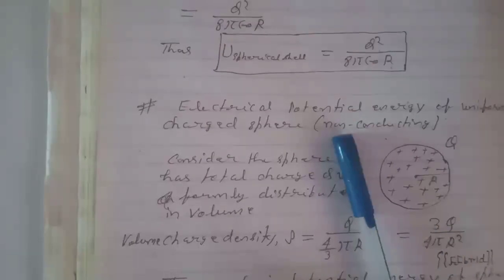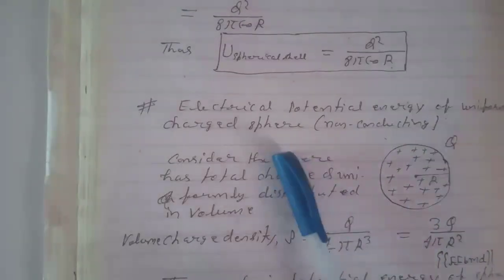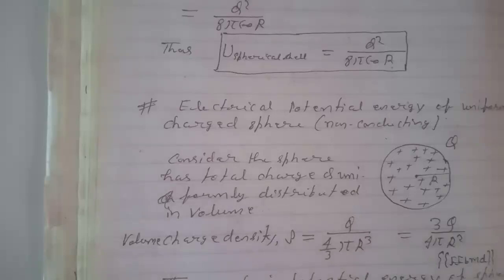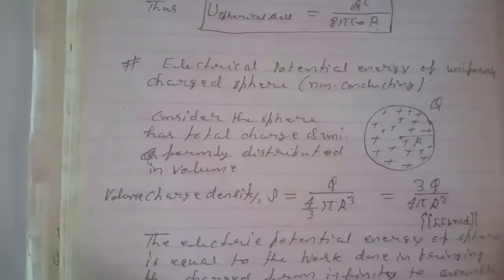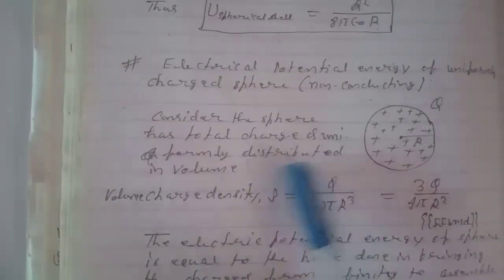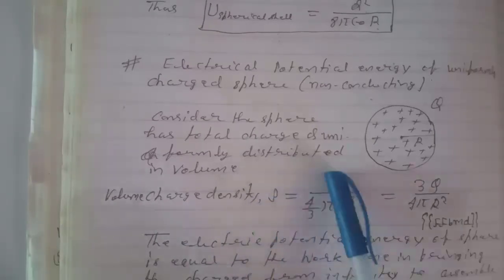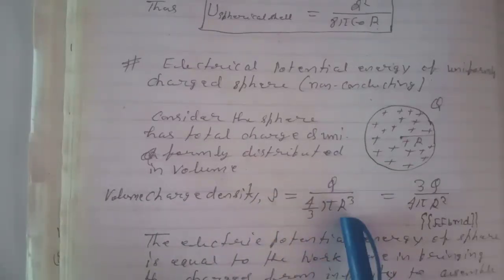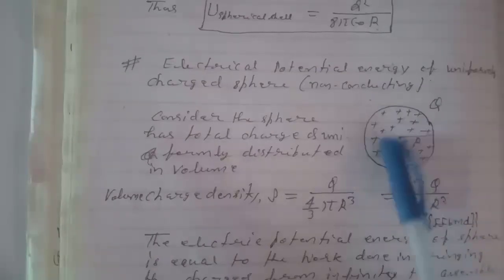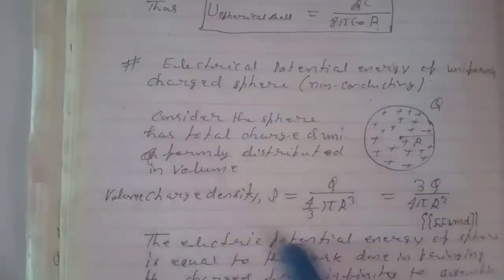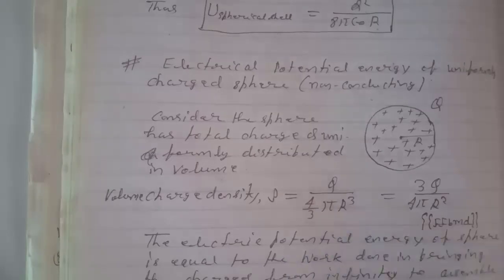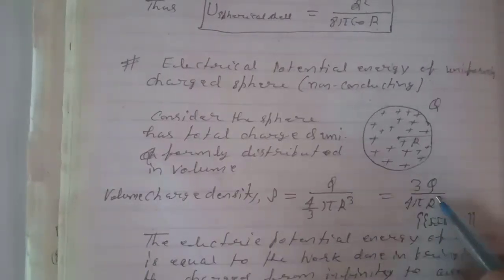Next, electrical potential energy of a uniformly charged non-conducting sphere. Here the charged sphere is non-conducting, that is, charge is uniformly distributed over the volume. Consider the sphere has a total charge Q uniformly distributed in volume. Hence, volume charge density rho equals Q by 4 by 3 pi R cube, where R is the radius of the spherical body, or 3Q by 4 pi R cube.